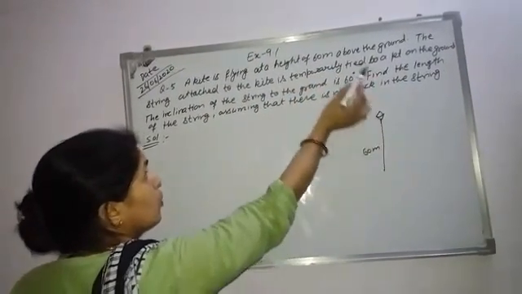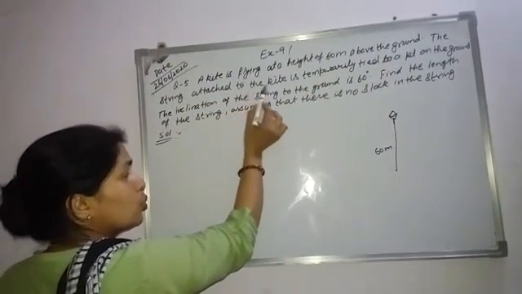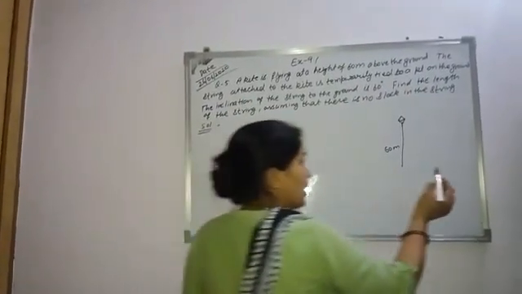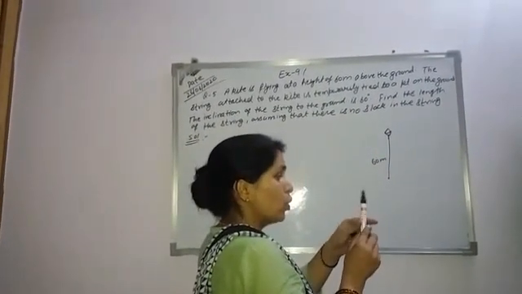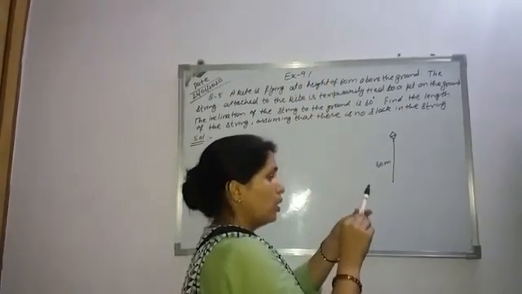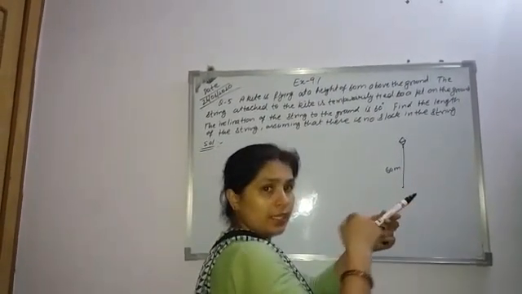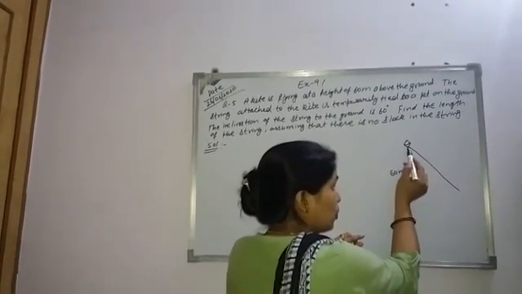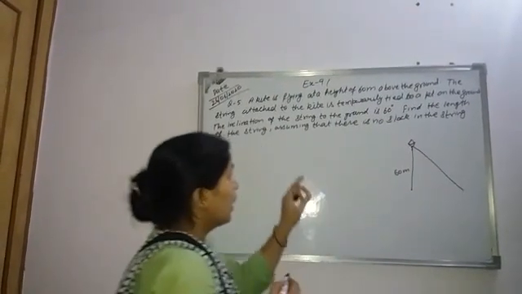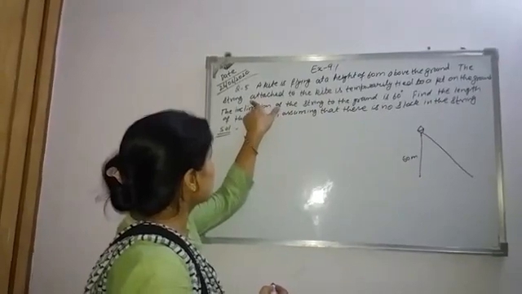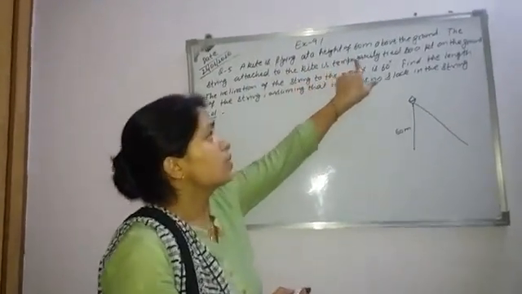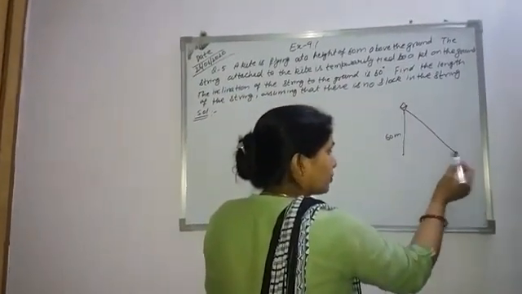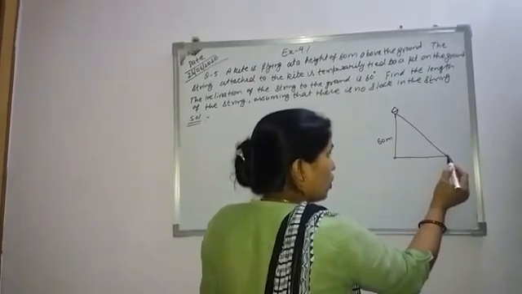above the ground. The string attached to the kite is temporarily tied to a point on the ground, and we know that a kite is not always overhead. The string is like this, in a slanting line. The string of a kite is always in a slanting line. So suppose this is the string of this kite, and they are saying that the string attached to the kite is temporarily tied to a point on the ground. Suppose this is the point and the string is attached to this point.